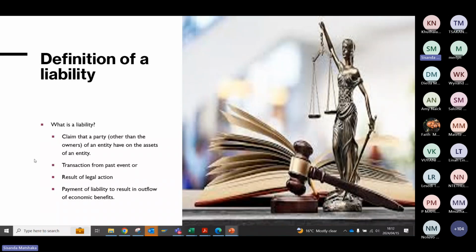All right. And then it also says that it needs to be from a past event. So something must have happened that results in the company having a liability. It can't be something that must still happen. It's something that has already happened. That's why it refers to it as an event, a transaction happening from a past event. I hope that's clear.